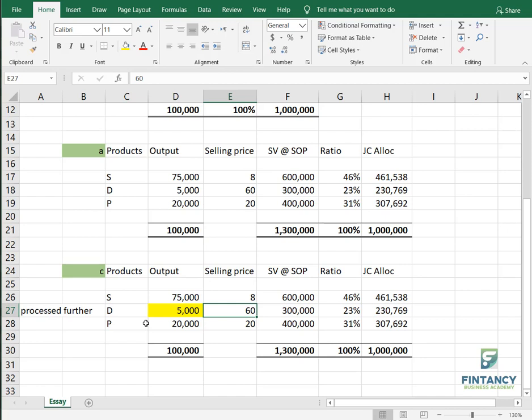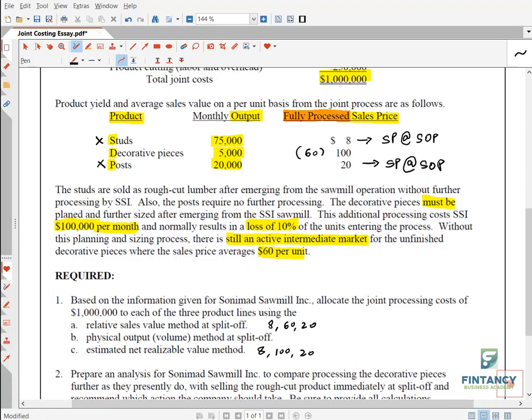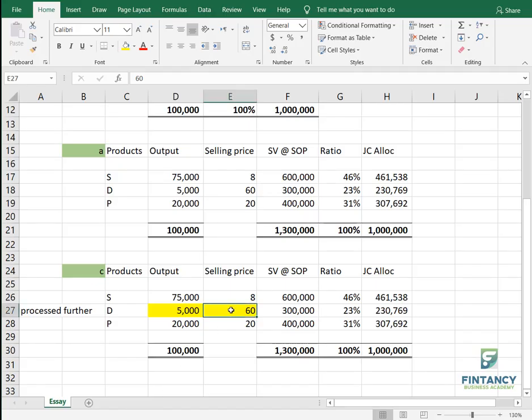So selling price will change or not, my friends? Remember, when I will process further, if you remember, the selling price was changed. How much was that? 100. Remember, so instead of writing 60, I will write 100. And instead of writing 5,000, I need to deduct 10%. How to deduct 10% from here? I can take 90% of 5,000, right? Okay, so I'm saying 5,000 into 0.9 and I'm writing here 100. Okay, see, sales value at split off will automatically update.